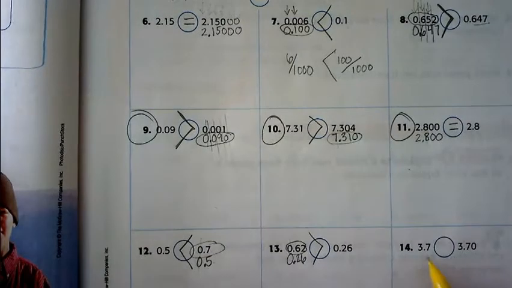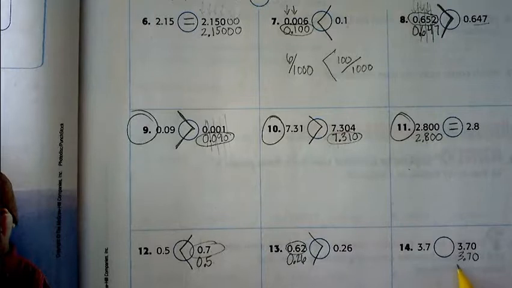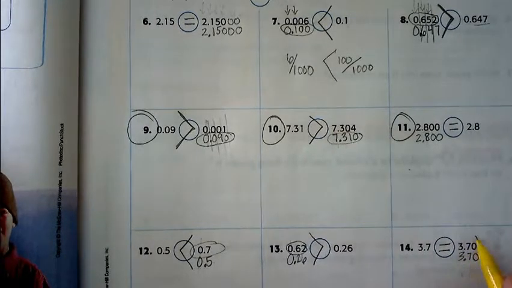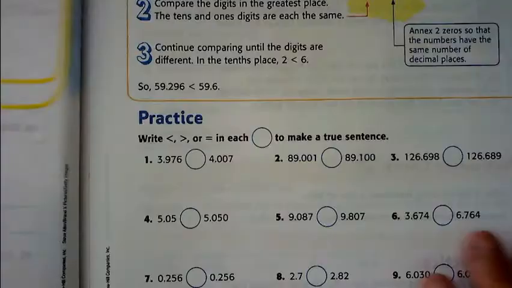This one, let's go this way, 3.7, and I can annex a 0 at the end or add a 0. So that is the exact same number, 3.70, all the way across. Great work. If you need to pause here to check your work, you may do so. If not, we're going on to the back page.